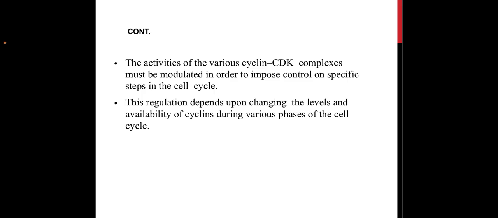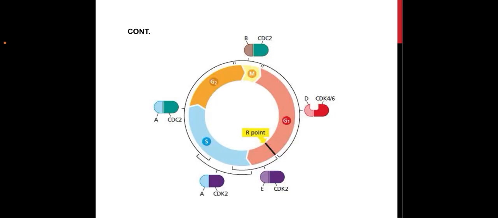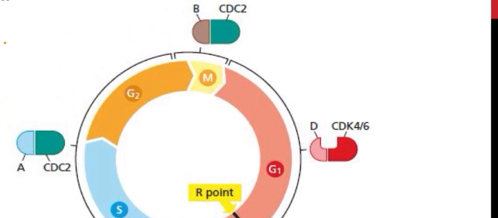The activities of the various cyclin-CDK complexes must be modified or modulated in order to impose control on specific steps in the cell cycle. This regulation depends upon changing the levels and availability of cyclins during the various phases of the cell cycle. So these are the associations of the CDKs with their respective cyclins.